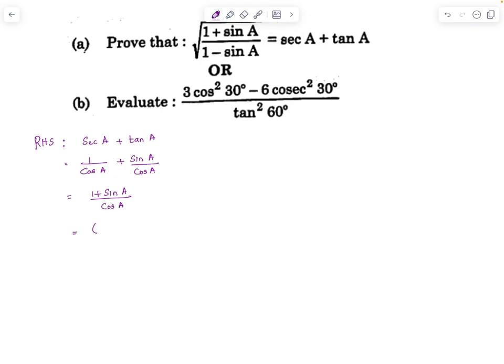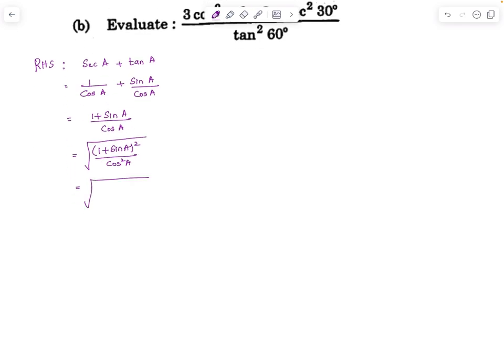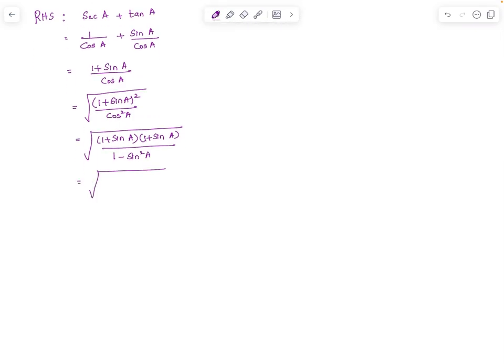We can do two things. One is squaring the terms and then bringing in the radical sign so that our original fraction is not disturbed, but we bring in the desired change here, which is root of (1 plus sin A into 1 plus sin A) upon cos square A, which can be written as 1 minus sin square A. Again, root of (1 plus sin A into 1 plus sin A) divided by 1 minus sin square A, which can be written as (1 plus sin A) into (1 minus sin A).